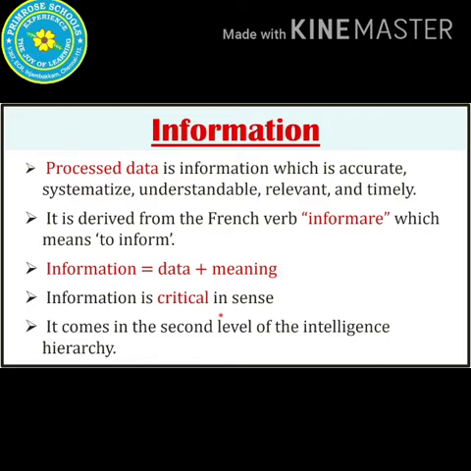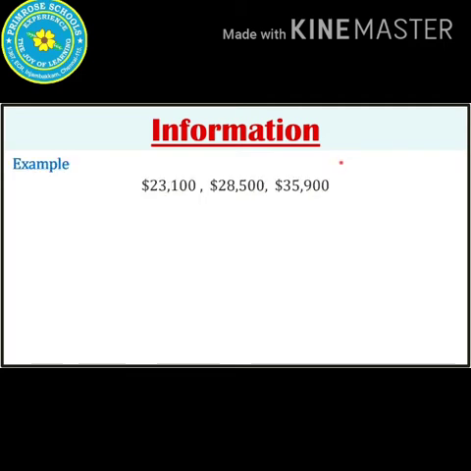This is the reason various encoding techniques and encryption are used for transferring and storing the information. It comes in the second level of the intelligence hierarchy, which we'll discuss further. Raw data is relative because data processing often occurs in stages. So the processed data from one stage can be the raw data for the next stage of processing.